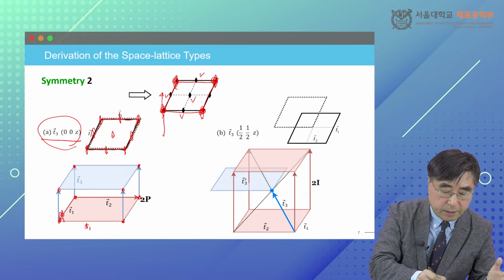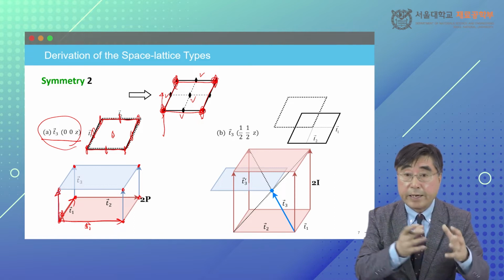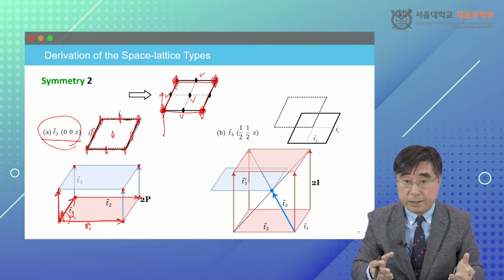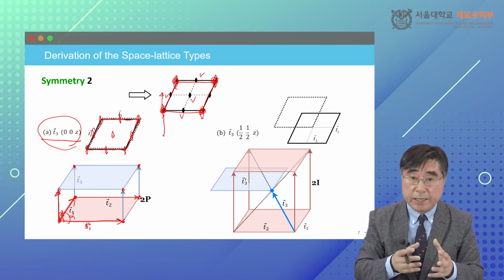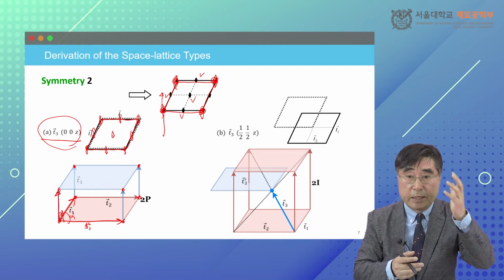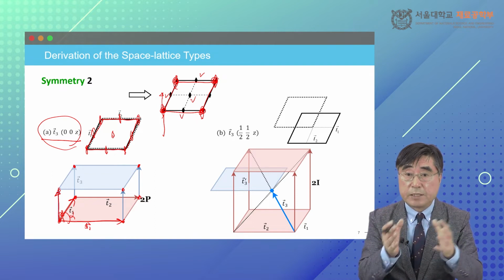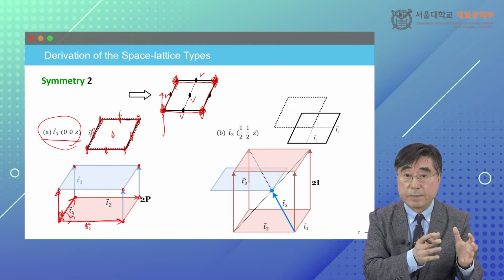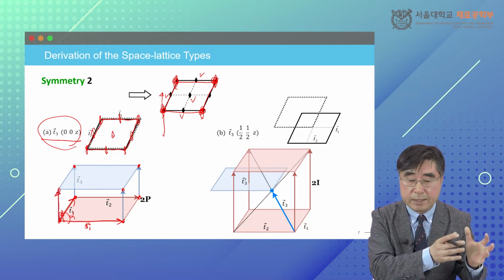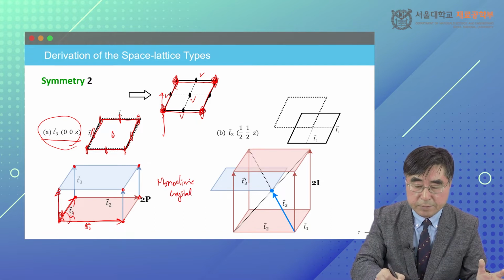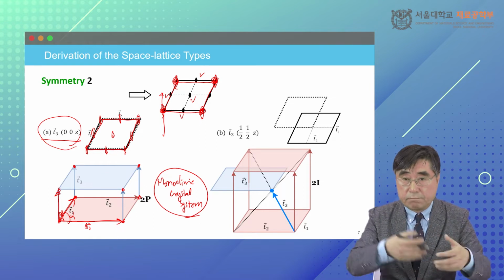So the T1 vector, T2 vector and T3 vector can have any arbitrary numbers, and this angle can have any angle, parallelogram. But in this case, the T3 axis should be perpendicular to the T1 vector and to the T2 vector. So this is a different type of crystal system, as compared to the triclinic crystal system. This is what we call the monoclinic crystal system. So this is the second crystal system that I developed.